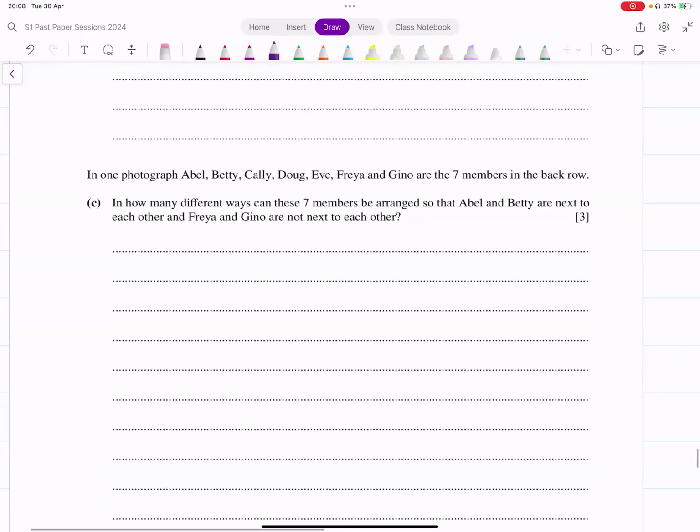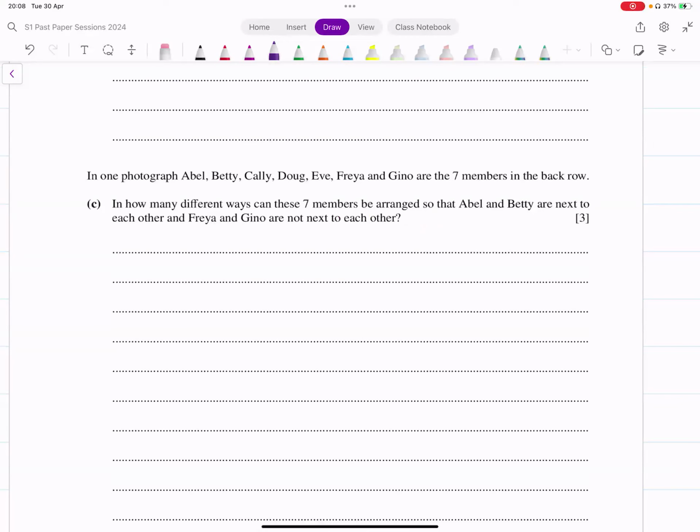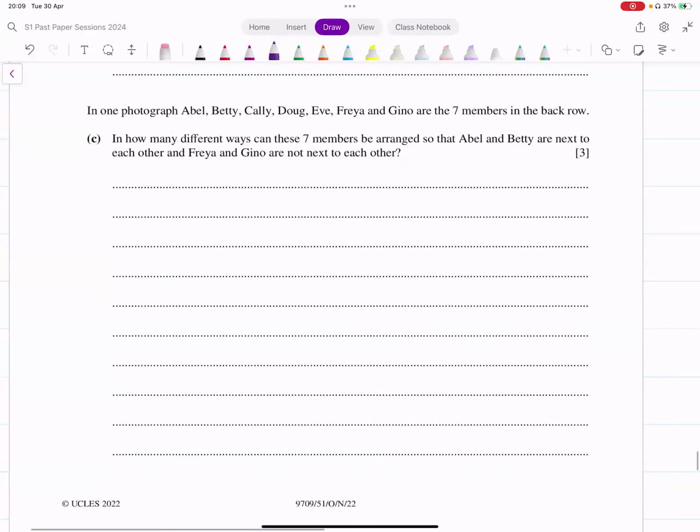Now it says in one photograph, these 7 people, let's call them A, B, C, D, E, F, G, are the 7 members in the back row. In how many different ways can these 7 members be arranged so that A and B are next to each other and F and G are not next to each other? Okay, so how do we think about this? A and B have to be next to each other. And these two people have to be separated, F and G.